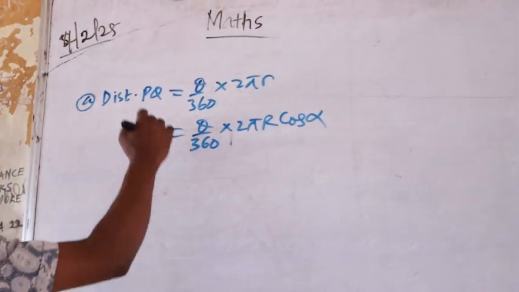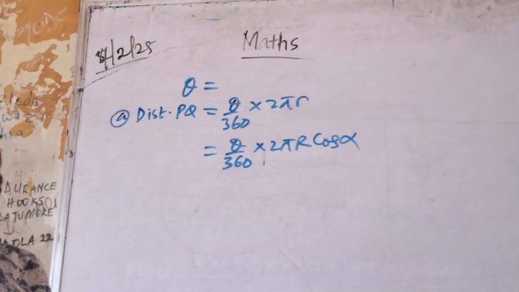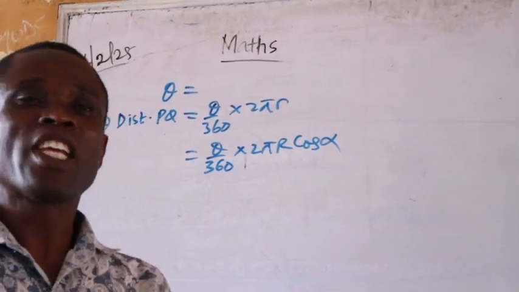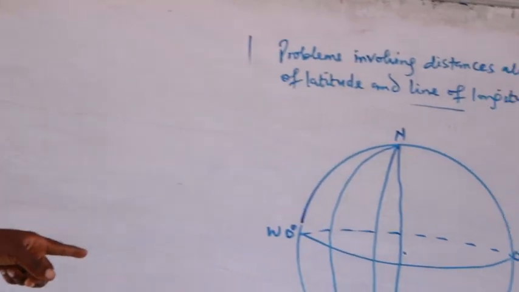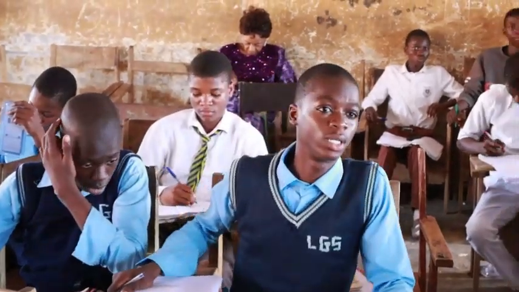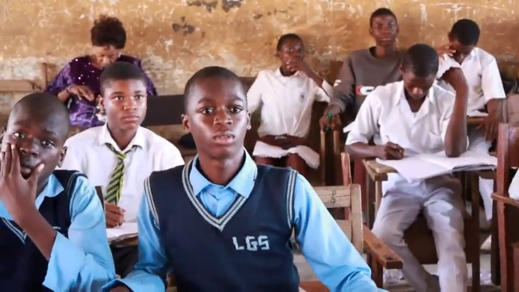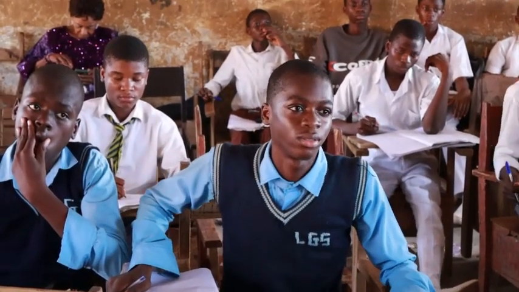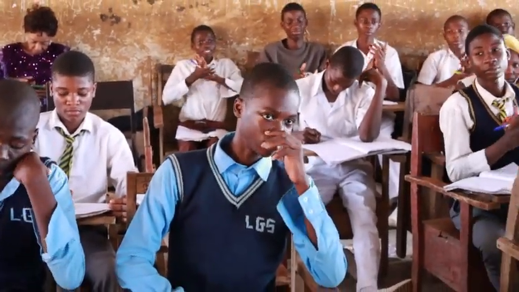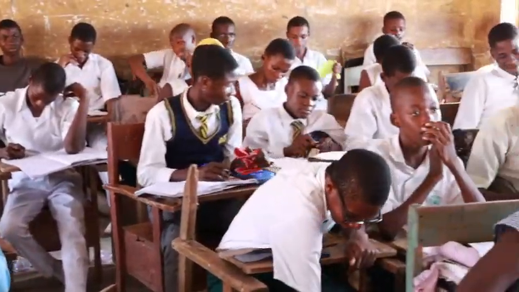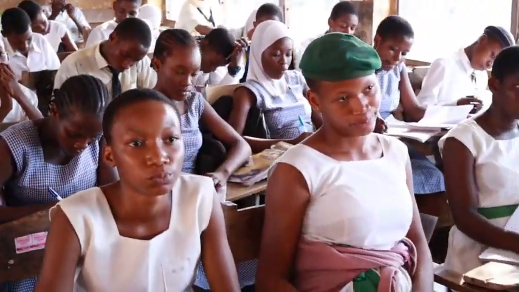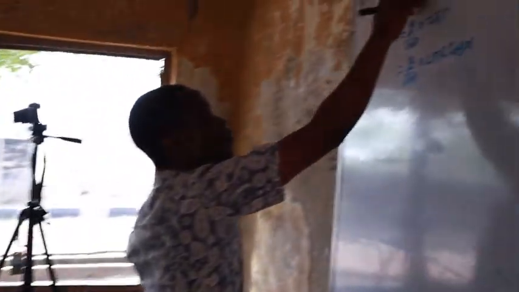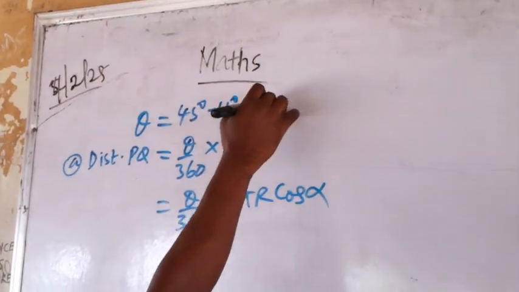Now to get the angular difference between P and Q. Is it 30? Yes, sir. Okay, clap for him. It's 30, because the two of them lie on the same side, west: 15 west, 45 west. So you are going to subtract, and we have 45 minus 15, and that is 30 degrees.